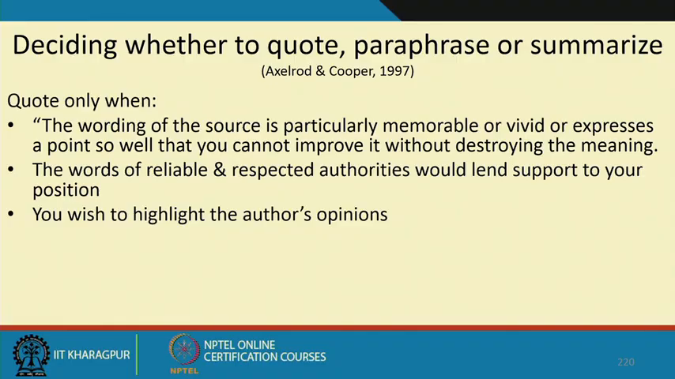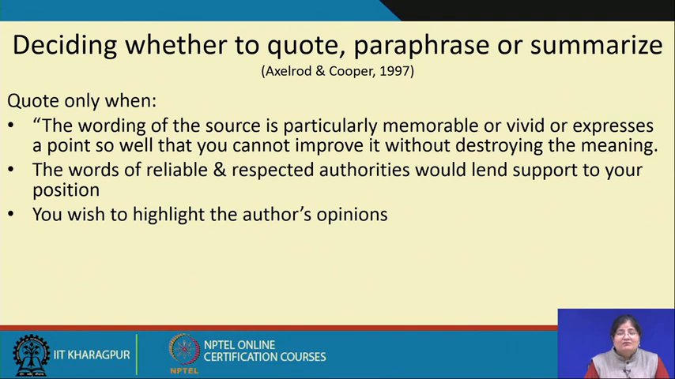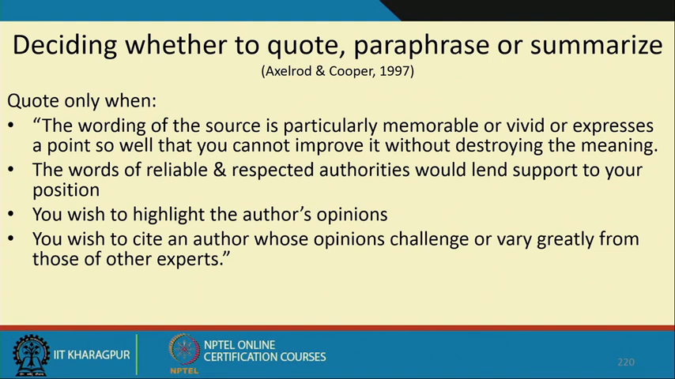Okay. So, you wish to highlight the author's opinions. You are talking about what the author has said, specifically referring to the author. Many times you can quote the author. You may wish to cite an author whose opinions challenge or vary greatly from those of other experts. You may have two authors whose opinions are starkly different, and in describing these two extremes, you are able to build a case for one or the other extreme or for a middle ground. At that point, you can quote both these authors and say, I don't believe A fully and I don't fully agree with B, I believe in a totally different stream of thought. And that is when quoting people can really help.